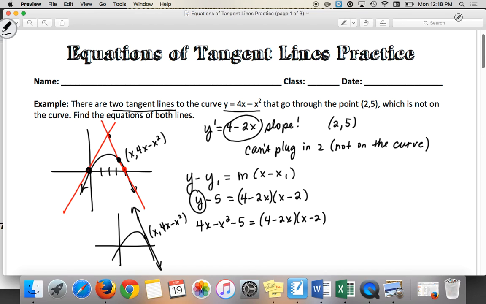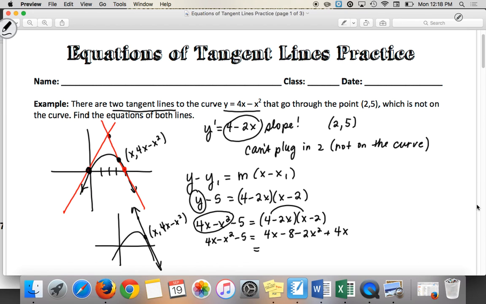Yeah, Katie? Where'd you get the minus? Well, I know where the 5 comes from, but why'd you? Oh, so because that's the y, right? And then minus 5 still. So we want everything to be in terms of x. So we simplify. So we have 4x minus x squared minus 5 equals 4x minus 8 minus 2x squared plus 4x.